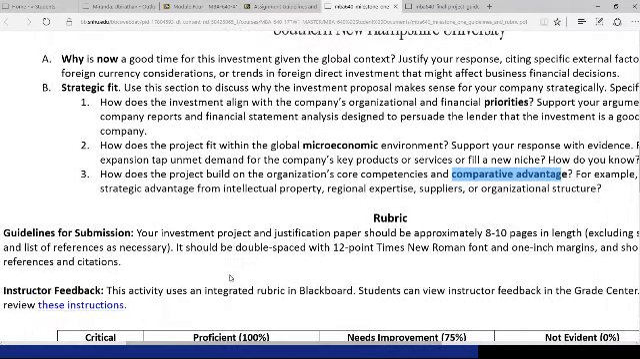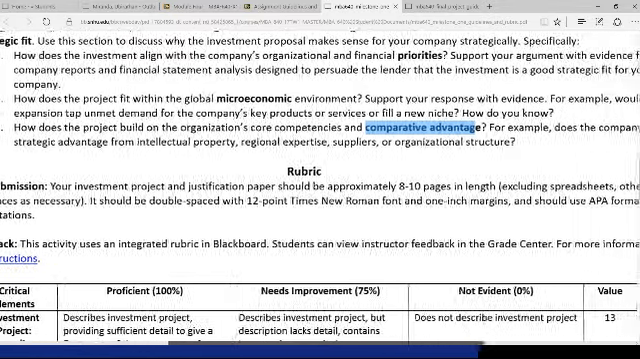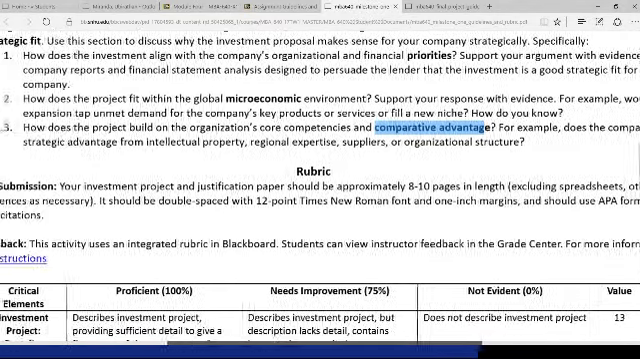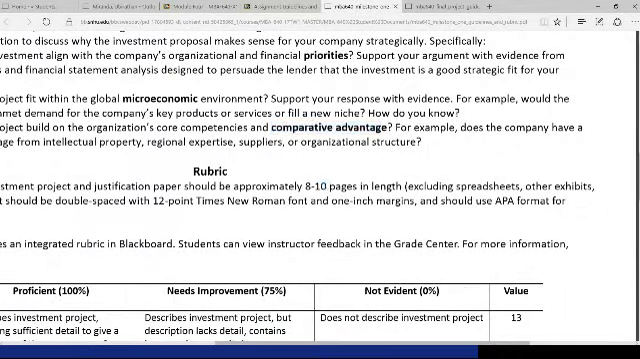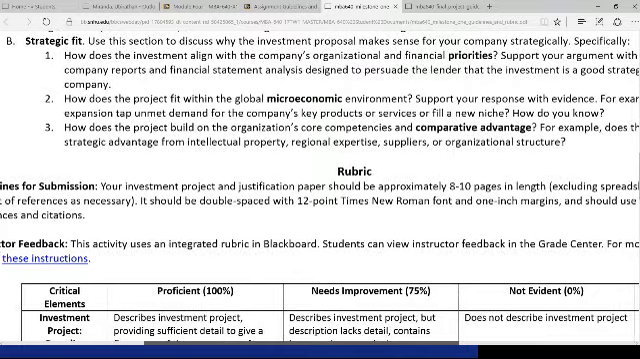Now let's look at the guidelines for submission. Again, your investment project justification paper should be 8 to 10 pages in length, excluding spreadsheets, other exhibits, and list of references, meaning the meat of your paper has to be 8 to 10 pages. Don't give me 10 pages where 5 of them are references and 1 is an APA cover page. That doesn't work. 8 to 10 pages of content, and of course you need your APA cover page and you need your references.